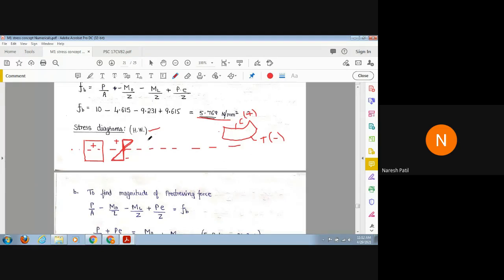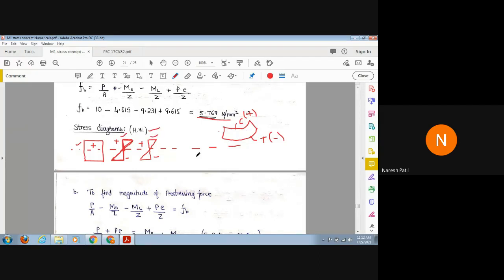Even due to ML by Z, because it's a load, again we have top compression on the right side, bottom tension on the left side. Join these two. So again it is plus, minus. So as you understood, first of all, that is plus P by Z, MD by Z, ML by Z.